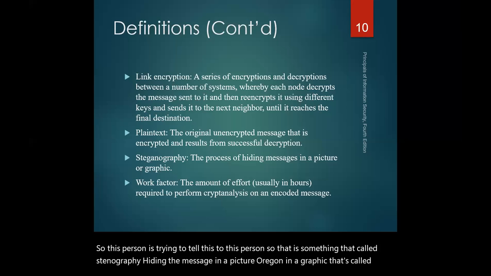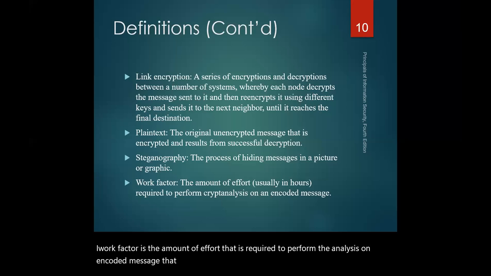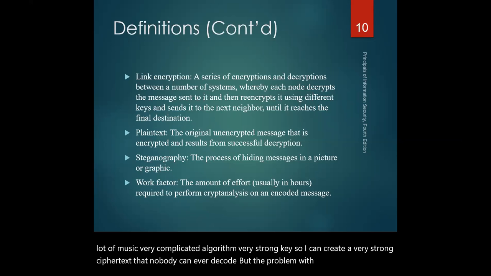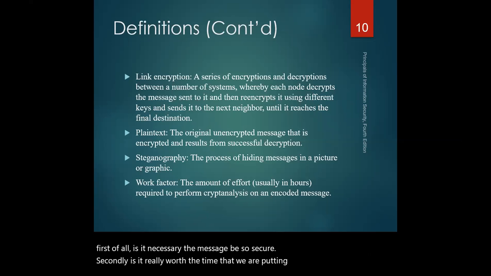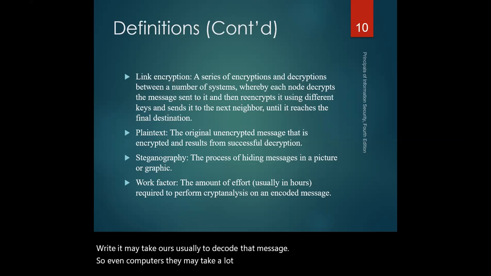A work factor is the amount of effort required to perform the analysis on an encoded message. That means how much work you need to do. If I use a very complicated algorithm and a very strong key, I can create a very strong ciphertext that nobody can ever decode. But the problem is, first of all, is it necessary that the message be so secure? Secondly, is it really worth the time we are putting in? Sometimes people put a lot of effort into encoding the message, and it may take hours to decode it. Even computers may take a lot of time to decode that. So now we will explore how robust your algorithms and keys must be in order to manage this effectively.